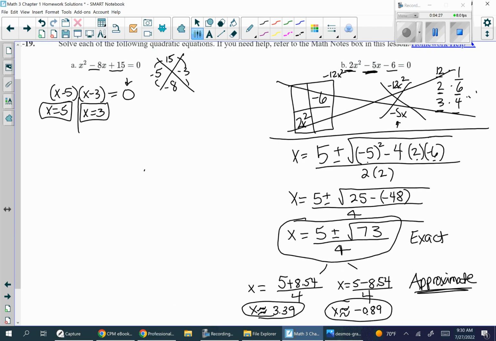These are approximate. We have two irrational solutions because you cannot fully grasp the entire solution.